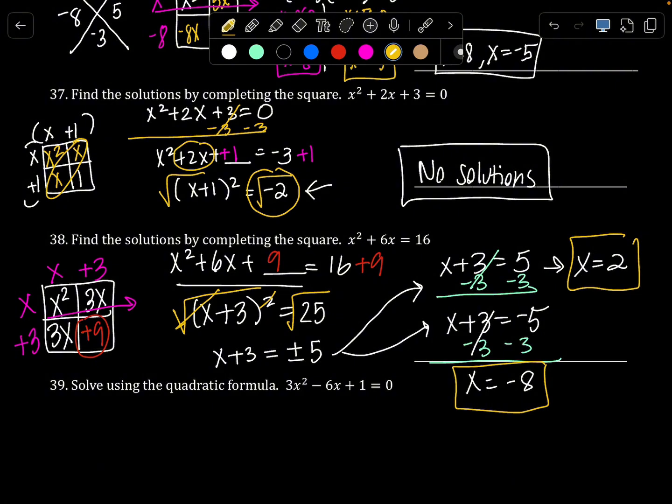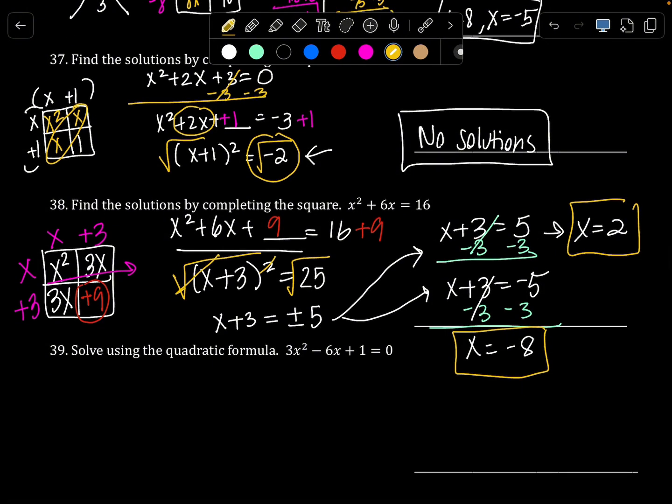I had a student ask, can I use the quadratic formula? 100%, but you have to make sure that you subtract the 16. It has to be in standard form. Standard form means you have to have it in ax squared plus bx plus c in order to use the quadratic formula.